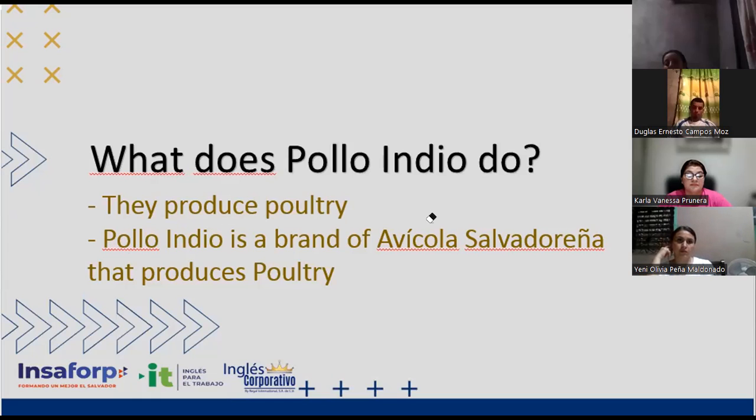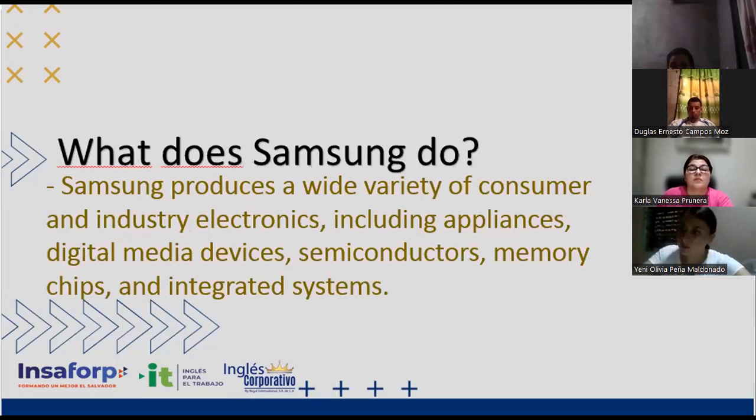Okay, Pollo Indio is a brand of avícola salvadoreña that produces poultry. Ven que podemos hacerlo a nuestro modo, a nuestro gusto y antojo de la manera más bonita que podamos responder. Ok, así que vamos pensando en algo más elaborado para nuestra compañía. Miren. What does Pollo Indio do? They produce poultry. Pollo Indio is a brand, brand es marca, of avícola salvadoreña that produces poultry. Okay, there you go. So now let's read this one. What does Samsung do, guys?